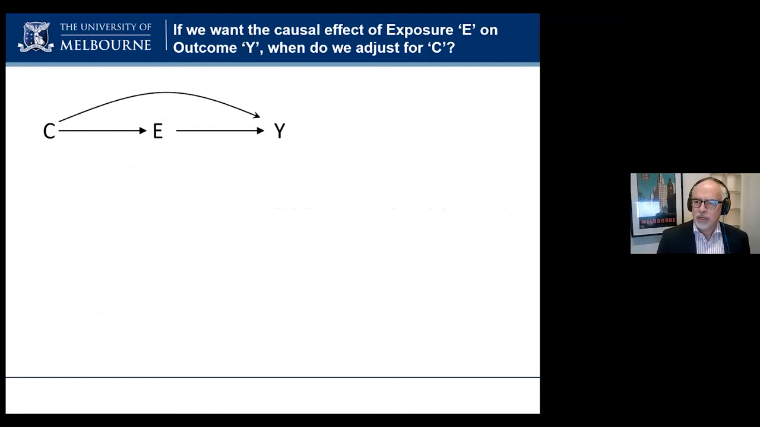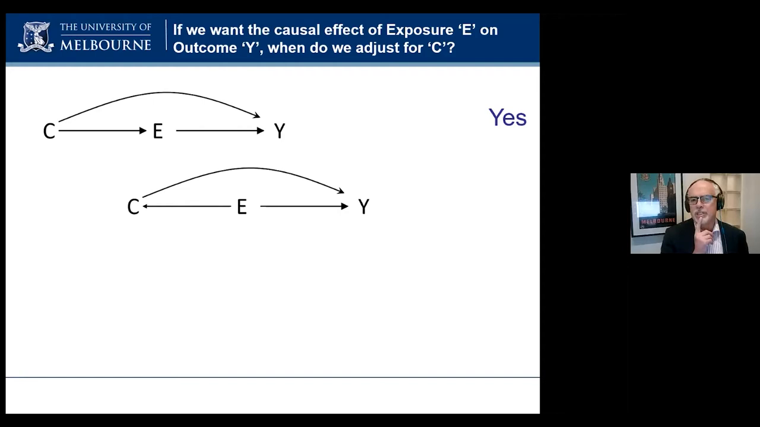If you're after a causal association of E with Y, yeah, of course. This is your classic confounder, so you adjust for this. Here's another DAG, same three variables, same structure, slightly different arrow directions. The arrow is now going from E to C, so C is a mediator. Do you adjust for C if you're looking for the total effect, the causal effect of E onto Y? No, because you would over-adjust.